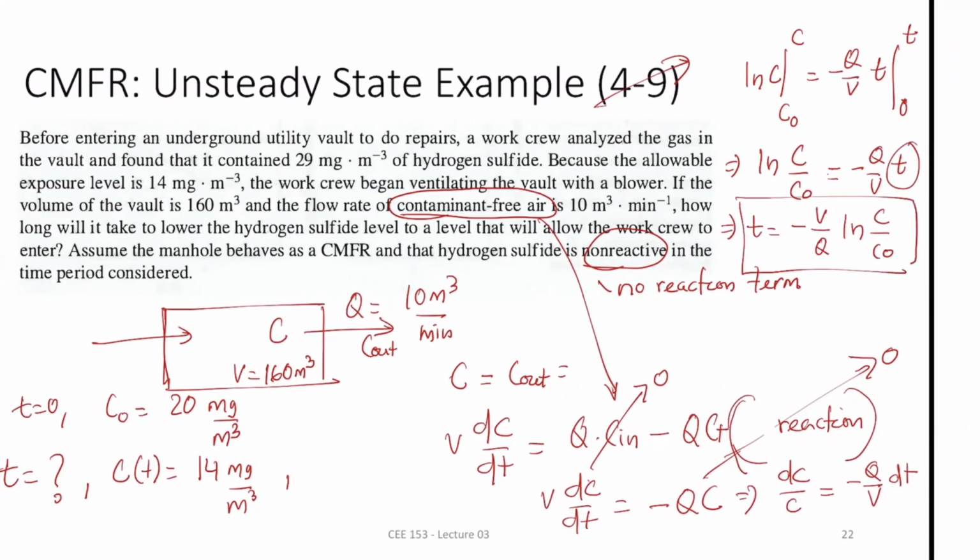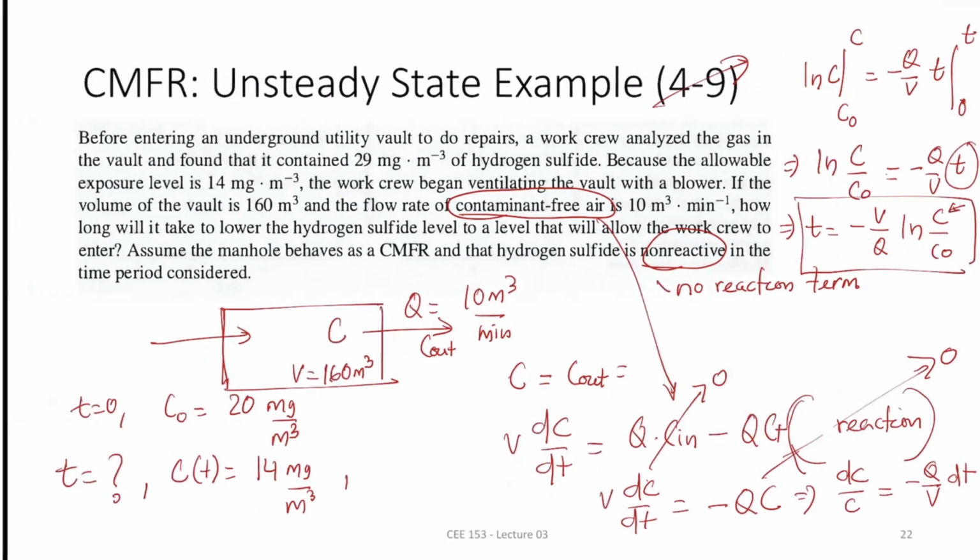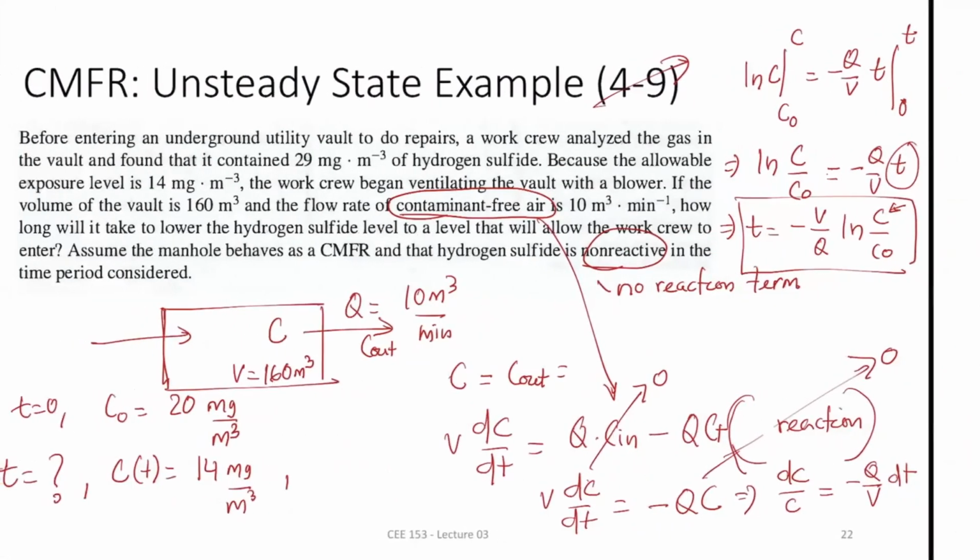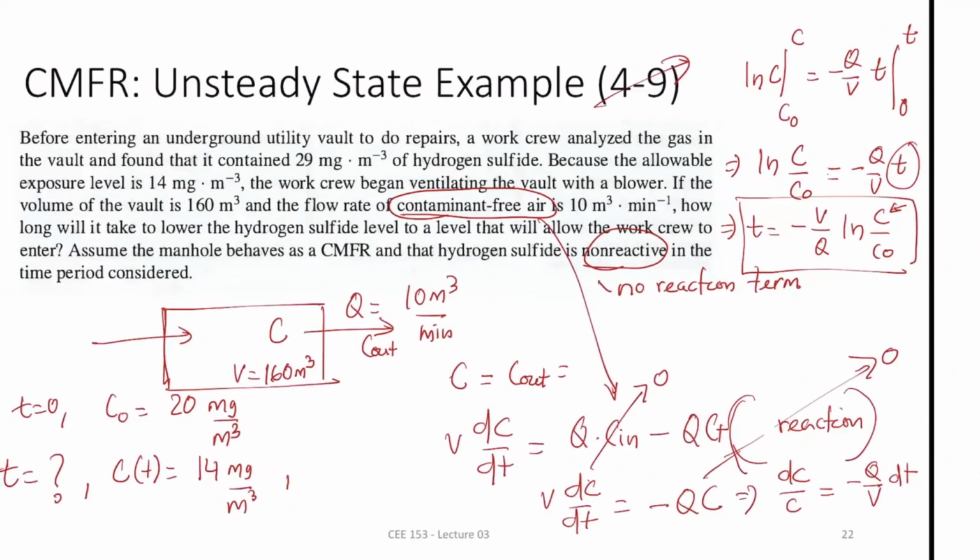Volume is given, flow rate is given, concentrations are given. The final concentration was 14. Initially is 20. So you just plug all the numbers. So time would be, I'm just going to write it here in a different ink so that you can see that that's the final answer.